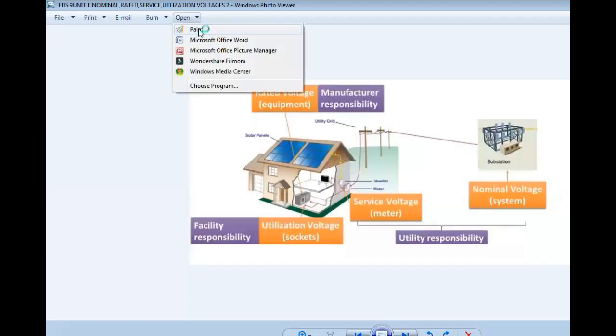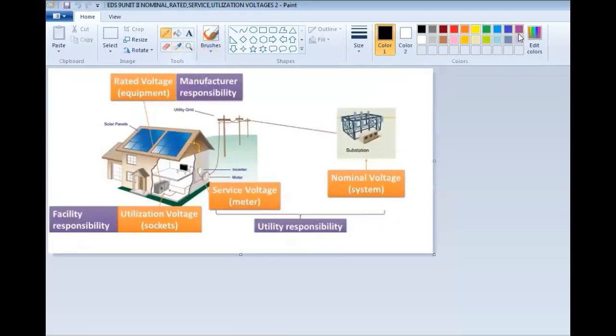So this is what we have discussed till now. It is a substation, and nominal voltage has to be maintained by the substation. The substation is connected to the poles. This is the pole which is nearby your house, and from the pole it is connected to the meter. And this is the point where the electrical supplier and user are interconnected. So this is the point where both are interconnected.